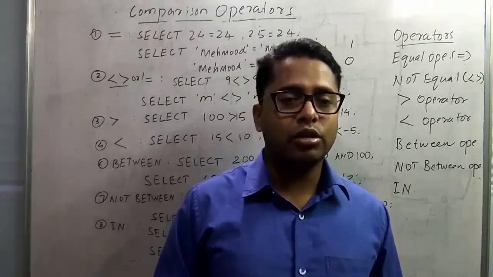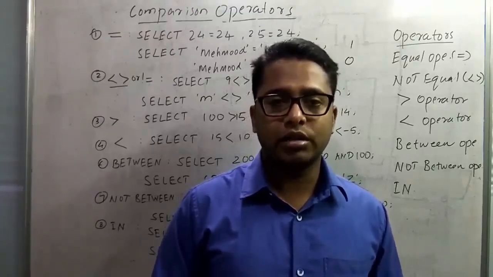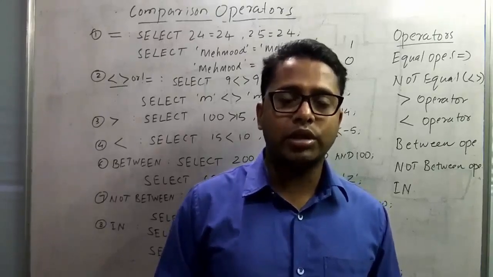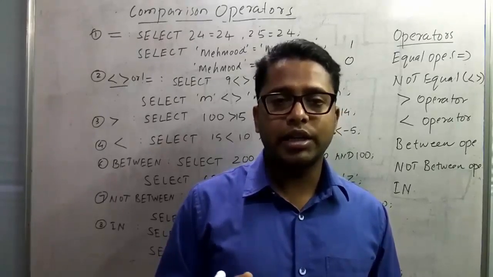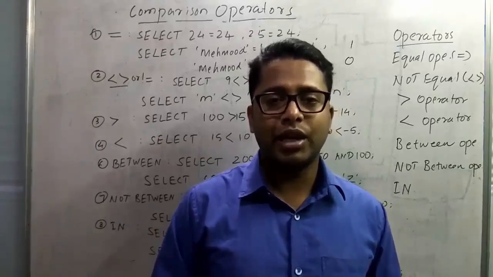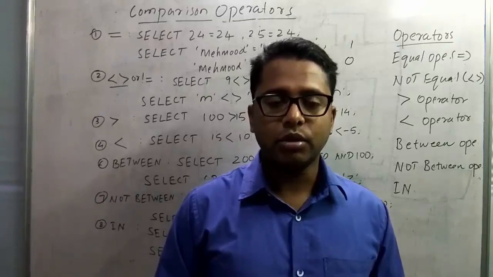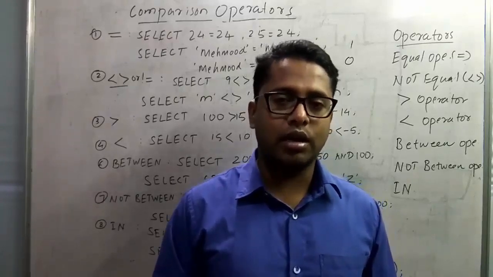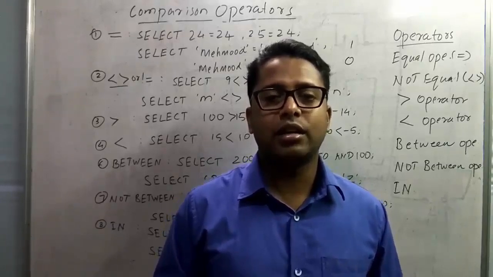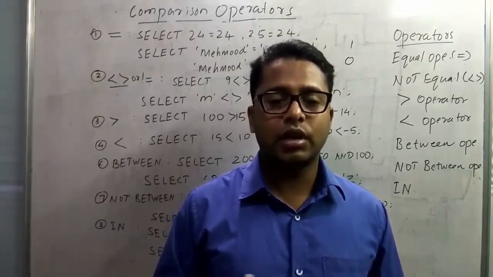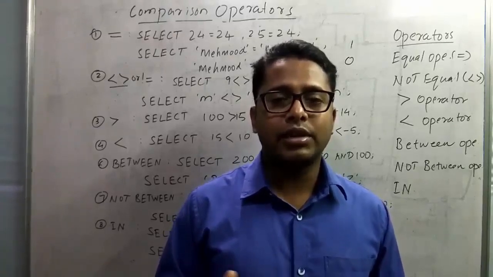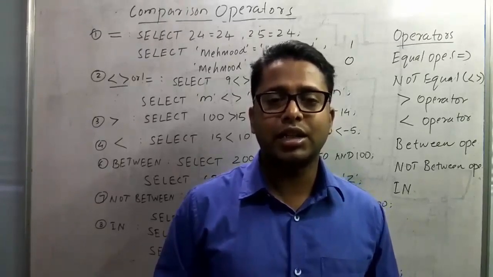Okay, so this is all about comparison operators. The comparison operators always return a boolean value, which is 0 or 1. If the condition gets satisfied, then it will return a value of 1. Otherwise, it will return a value of 0, which is false. I hope you understood what comparison operators are and how they behave, what output they return if the condition gets satisfied, and what result they return if the condition fails.